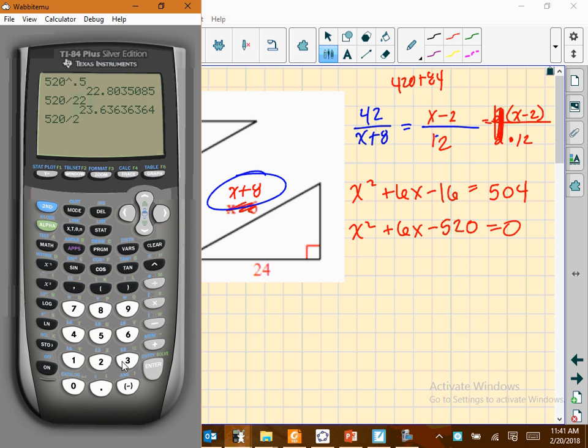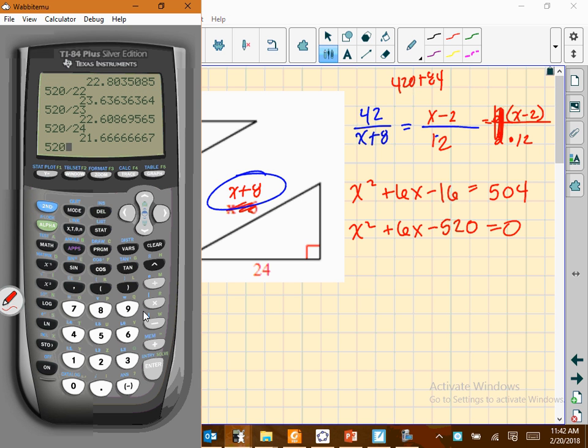If I go to 23, doesn't work. 520 divided by 24, doesn't work. 520 divided by 25, doesn't work, but you start to see it. It's pretty close, right? It's almost a whole number. 520 divided by 26, and there's my 20, right? Now, hopefully, maybe you saw that 52 is 26 times 2, right? That kind of makes sense? So maybe that would help you get the 26 and the 20. But those two values are your factors.